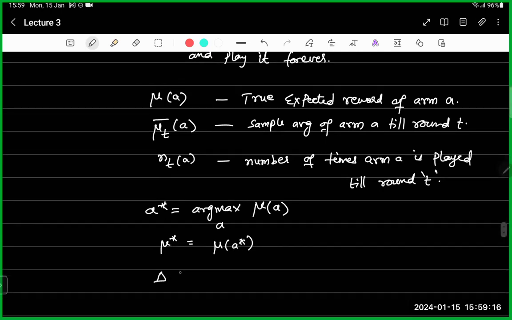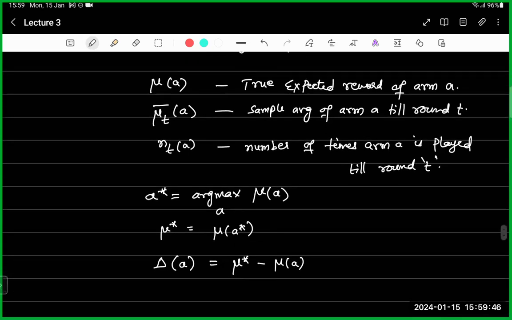We also denote what is called delta of A, which is the suboptimality of arm A. How much suboptimal is an arm doing? What is this equal to? Mu star minus mu of A. This is the best that you can do. Delta of A.